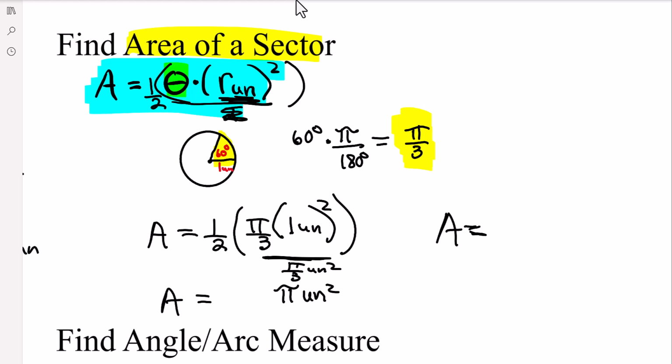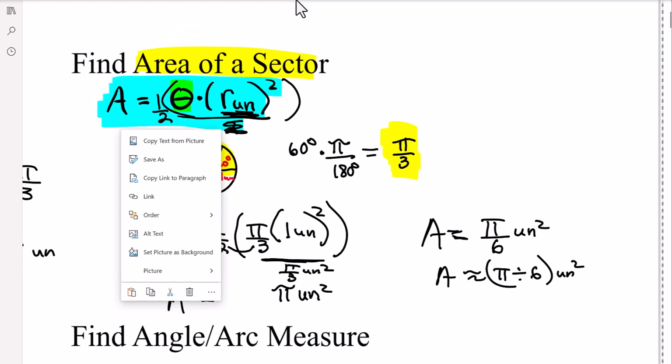But then we have to multiply that by 1/2. Well, 1 times pi is pi. 2 times 3 is 6. So the area of that sector is pi over 6 unit squared. And if you want to know the approximate, just do pi divided by 6 and then put unit squared.